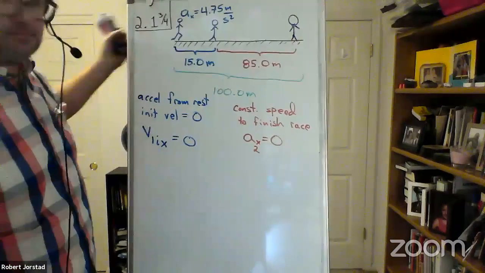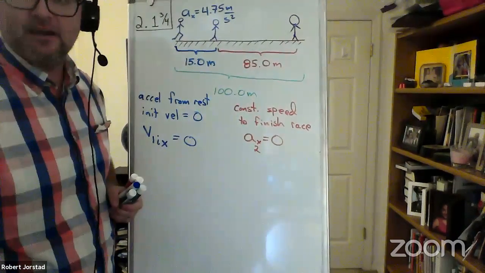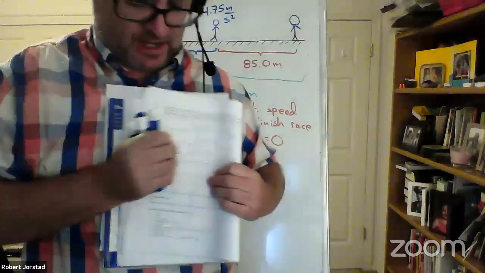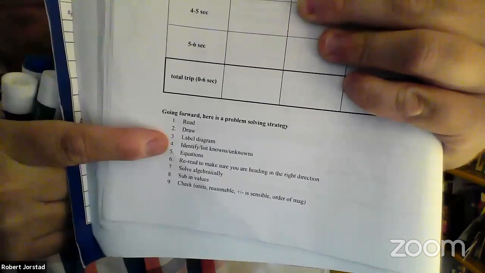All right, let's keep going now. So let me get this back up. I'm trying to follow our strategy, so let's see where we're at here. Again, I have read the problem. I drew some pictures. It's getting pretty well labeled. Looks like I'm up to this step: identify a list of knowns and unknowns.